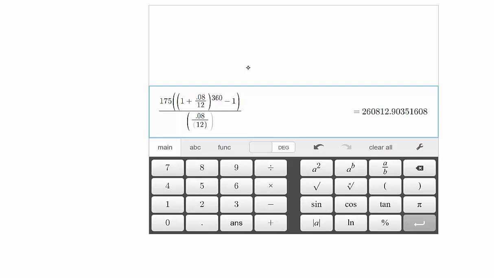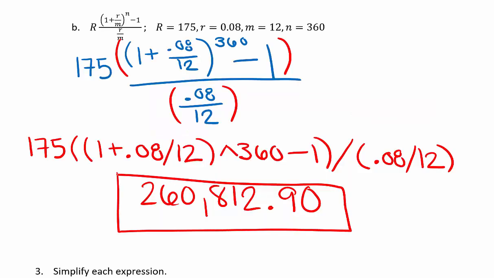So I typed in exactly the keystrokes that I had written down in the notes, and then I can see my answer over to the right. It says round to the nearest hundredth, so I round down again, 0.90, and so there's my answer, 260,812.90. Now every calculator is a little bit different, so make sure you practice doing these problems on your own calculator, whatever calculator you plan on using during exams.